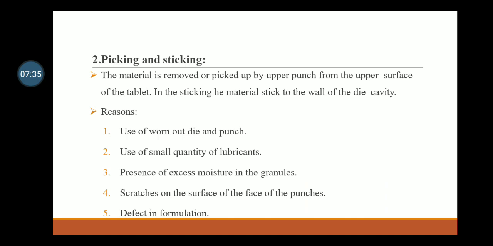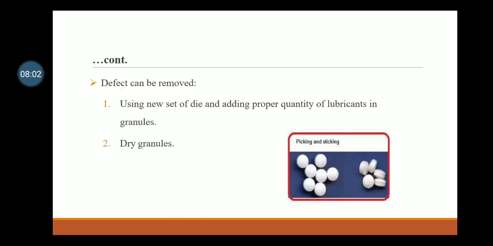Second, picking and sticking. In picking, the material is removed or picked up by the punch from the upper surface of the tablet. In sticking, the material sticks to the wall of the die cavity. Reasons: first, use of worn out die and punch. Second, use of a small quantity of lubricants. Third, presence of excess moisture in the granules. Fourth, scratches on the surface of the face of the punches. Fifth, defect in formulation. Defect can be removed by: first, using a new set of die and adding proper quantity of lubricants in granules. Second, drying the granules.